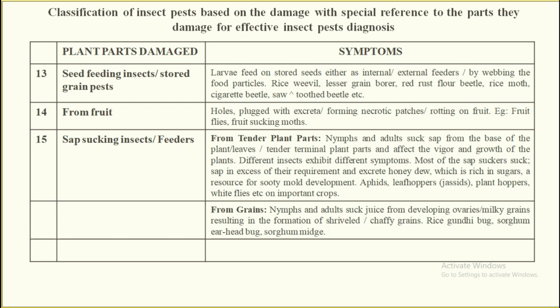They will enter into the soil for pupation. Again the adult will come. Again the life cycle will continue. Yes or no? Yes, sir.